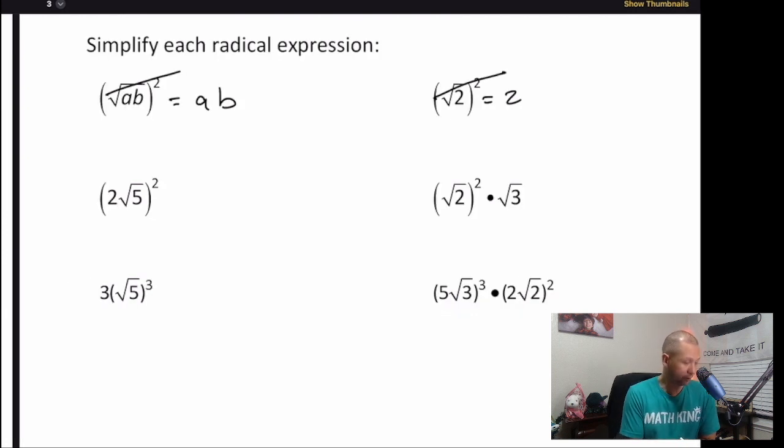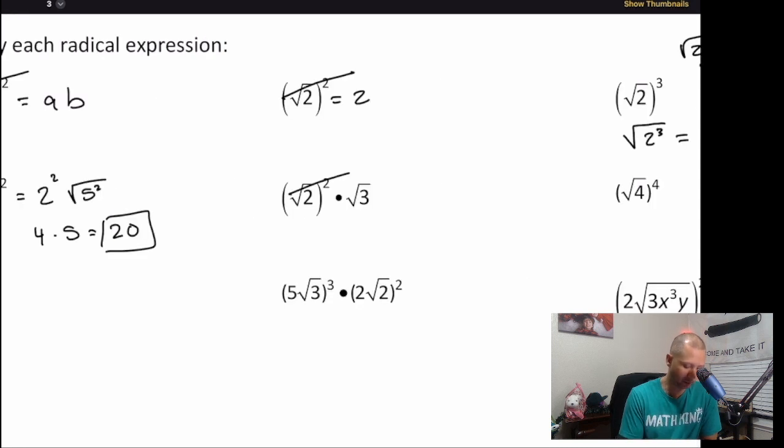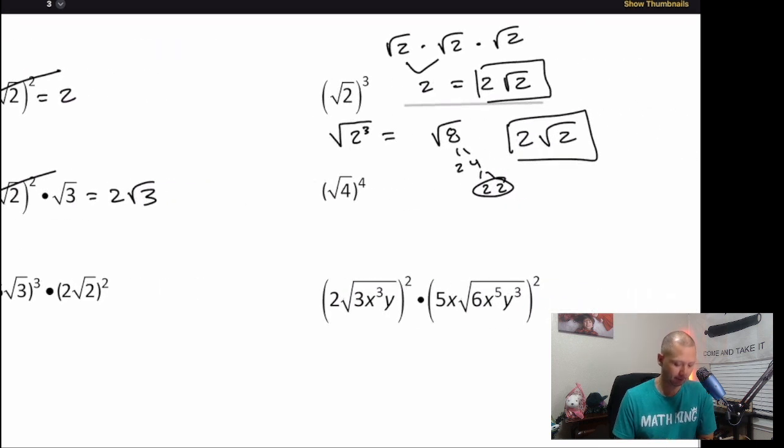Okay, 2 root 5, all squared. So we're going to apply the power to the coefficient, and then to the part inside the square root. So 2 times 2 is 4, and then 5 squared is 25. Square root of 25 is just 5. So 4 times 5 would be 20. Here we see that the square root and the square cancel each other out, and we're left with 2 root 3. Okay, they do get a little bit bigger.